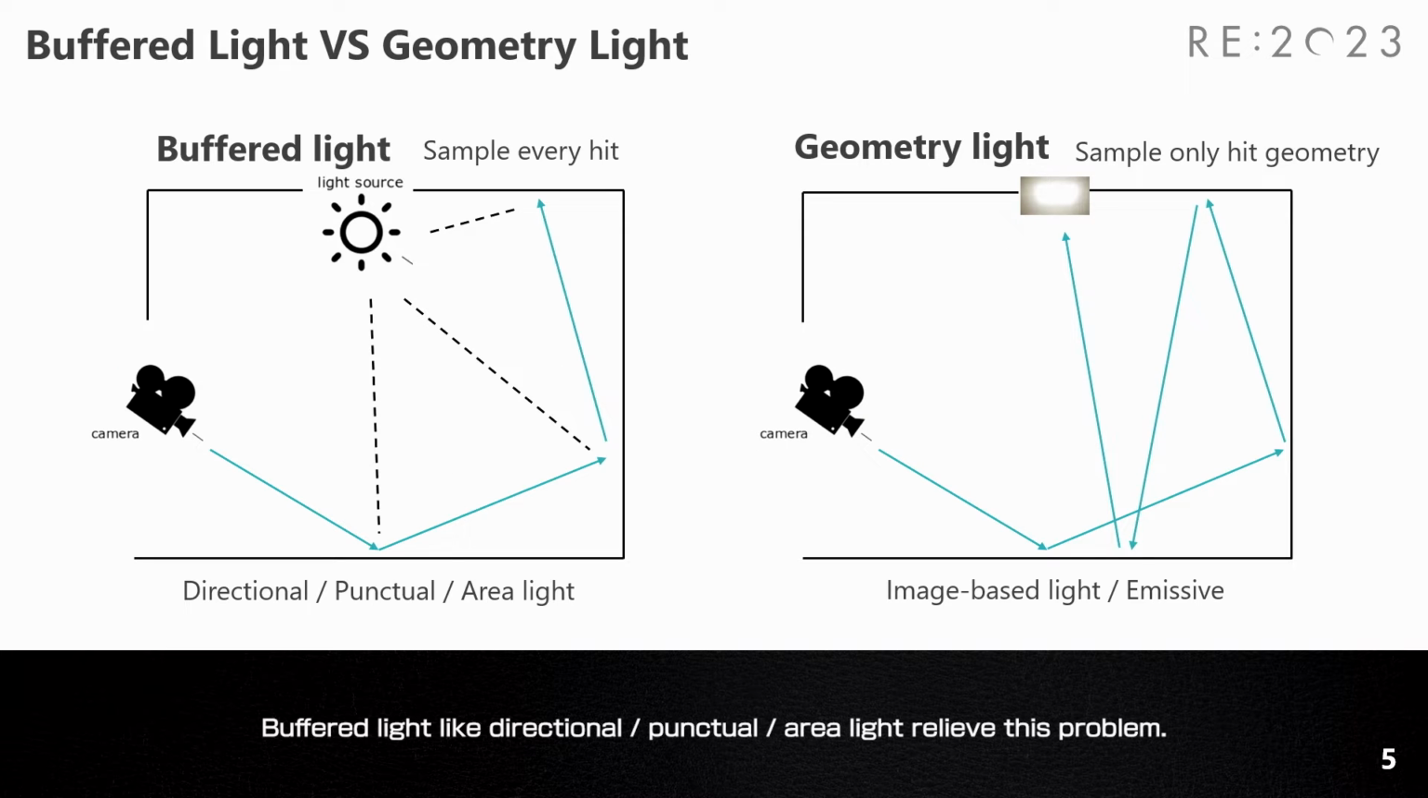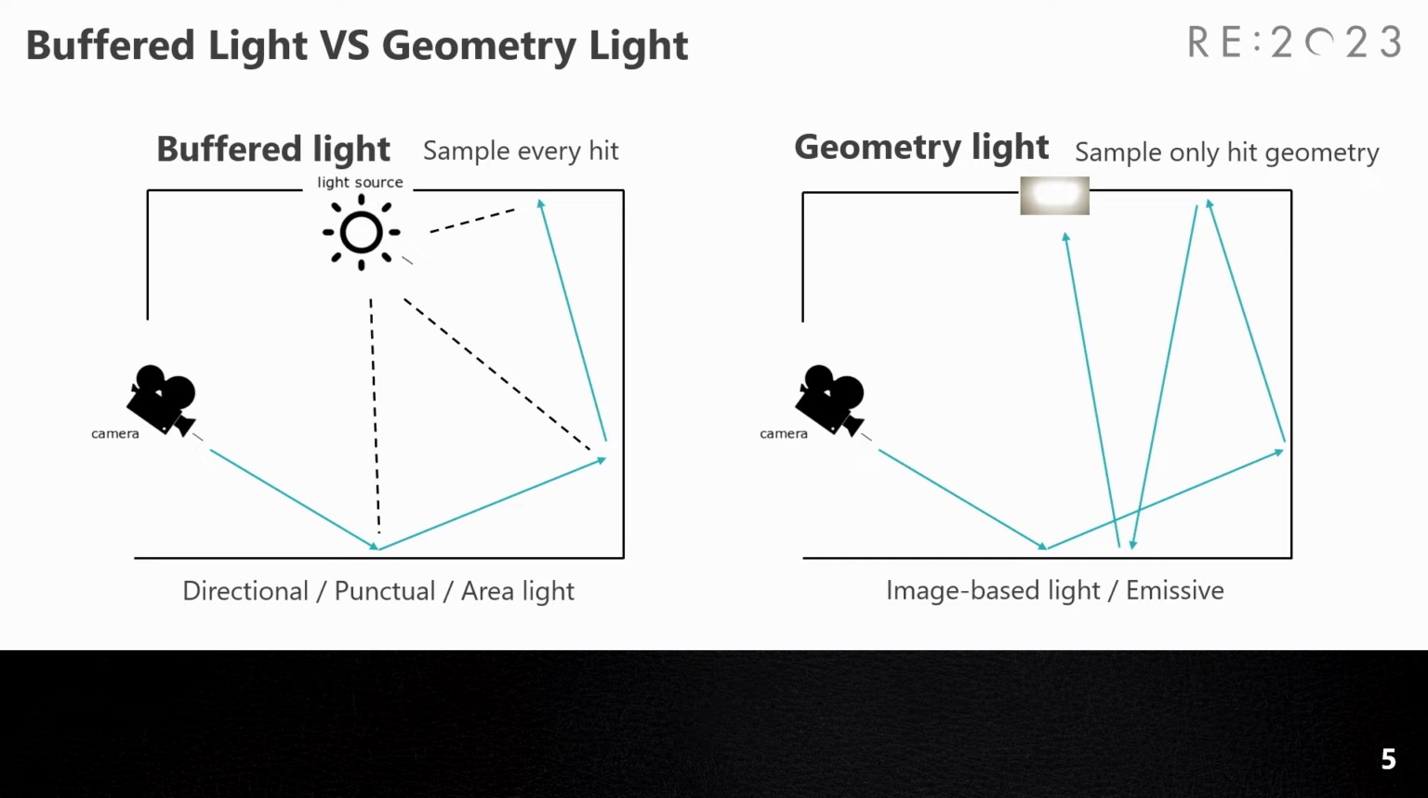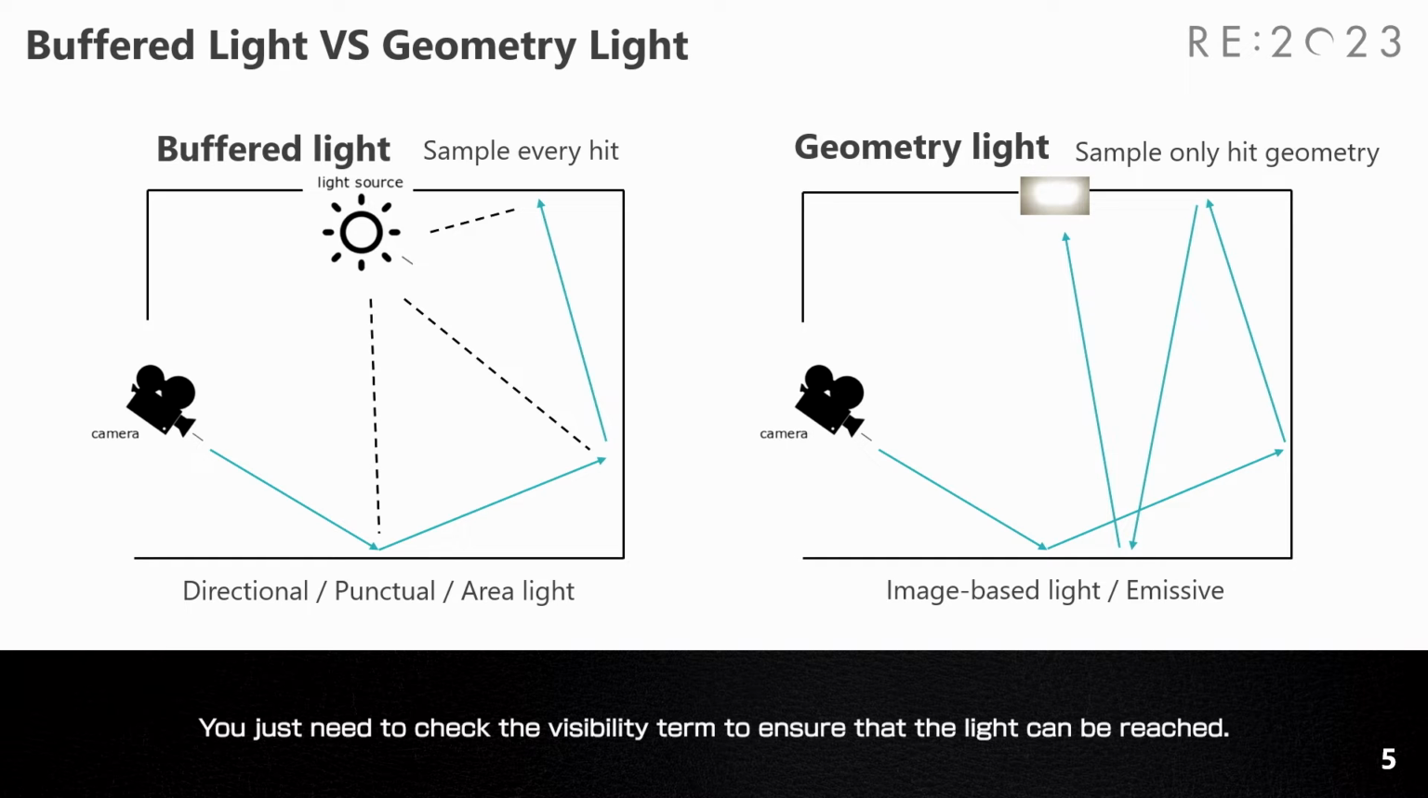Buffered light, like directional, punctual, and area light, relieve this problem. The light buffer is looped and the lights are connected to hit geometry, which is called next event estimation. You just need to check the visibility term to ensure that the light can be reached.